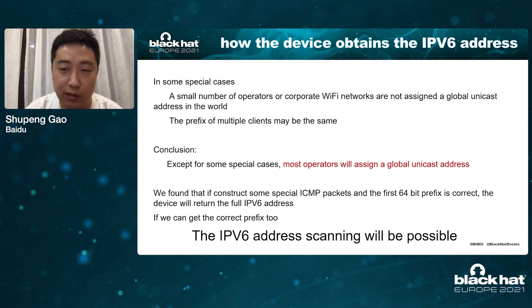Our research found that if we construct some special RS packet and the first 64-bit prefix is correct, the device will return the full IPv6 address. This may change the IPv6 scanning from 128-bit burst to 64-bit burst. If we can get the correct prefix too, IPv6 address scanning will be possible. Of course, we did.